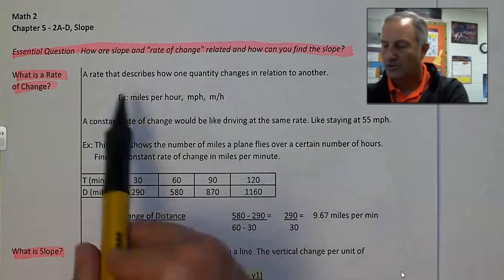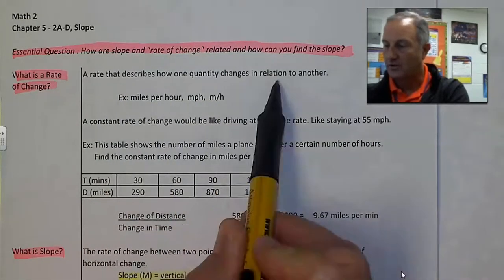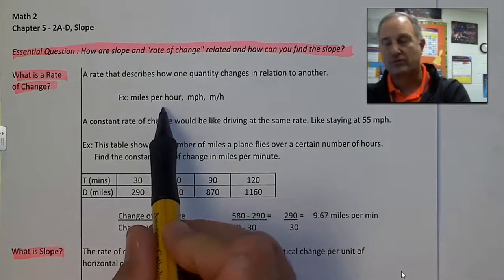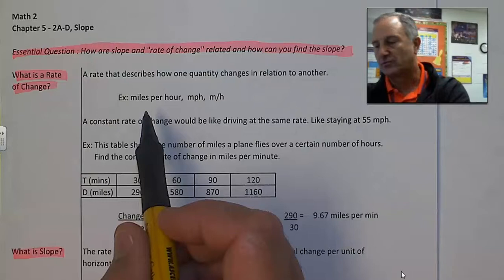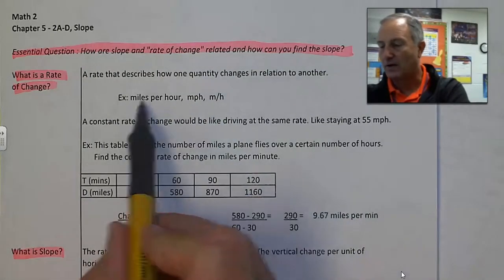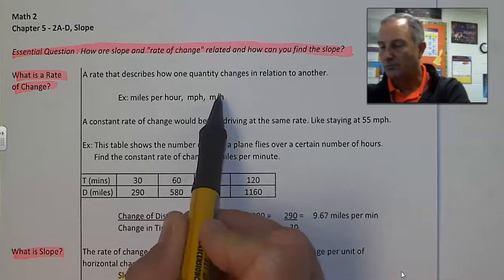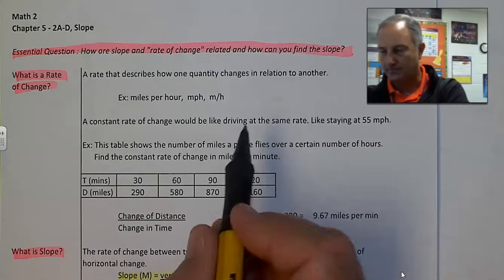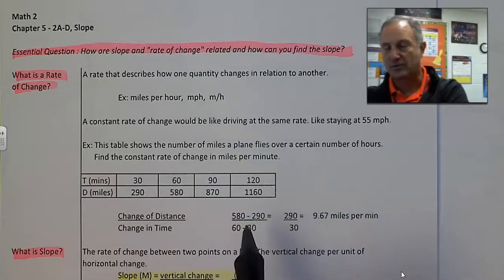Rate of change describes how one quantity changes in relation to another, like miles per hour. How many miles per hour are you traveling? As your miles change, your time changes, and they change at a constant rate. If we're talking about miles per hour, that can be written as mph or miles over hours. Per is division. We talked about that briefly a while back, but it is a division. You can write it as a fraction.